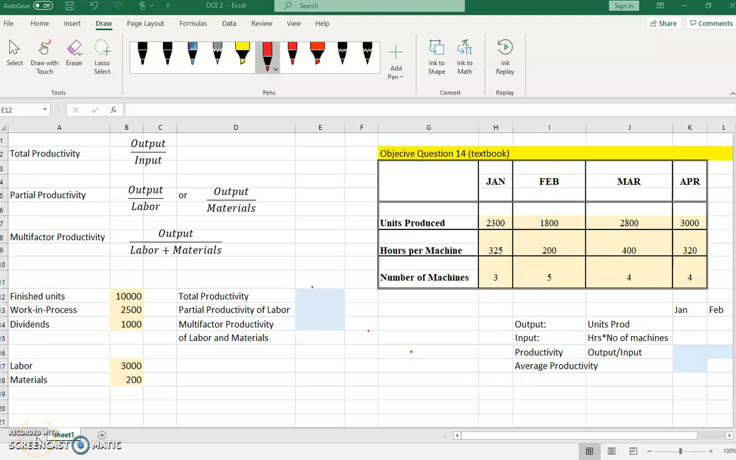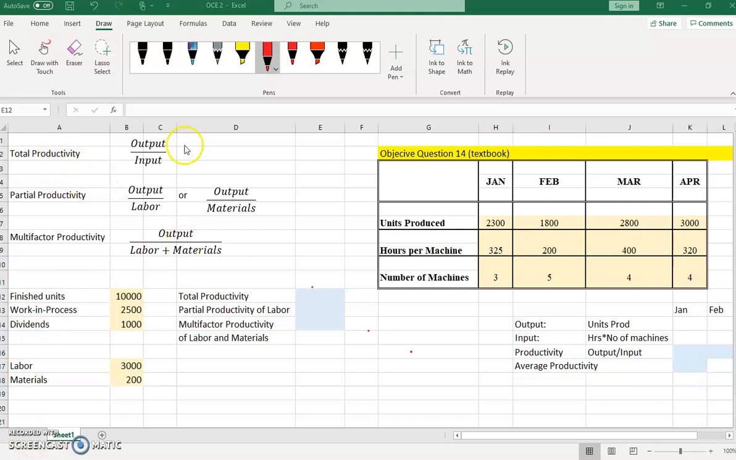So let's start the analytical stuff for chapter 2. So we're going to do some problems. First I'm going to introduce how to calculate total productivity, partial productivity, and multi-factor productivity. After that we'll do some problems from the book, okay?